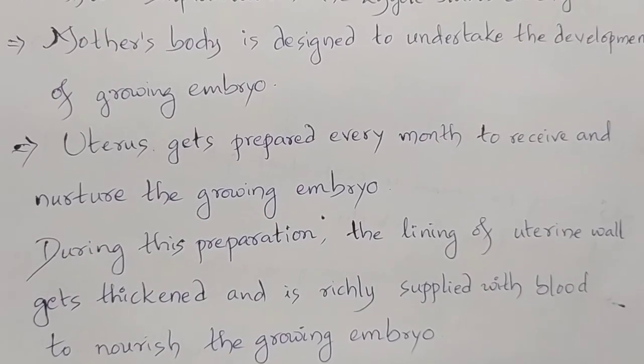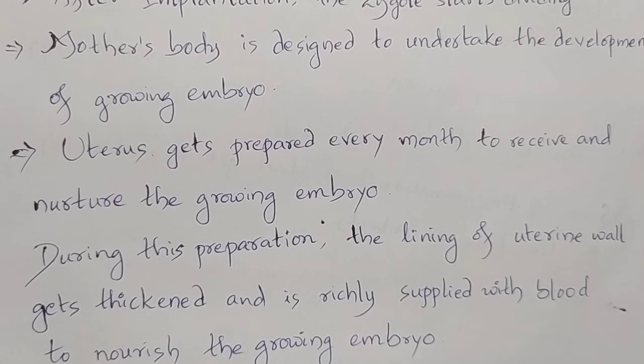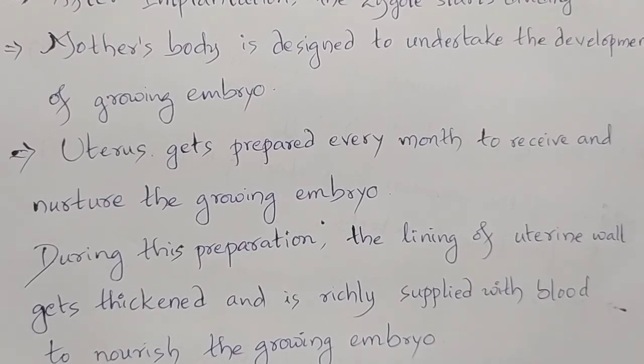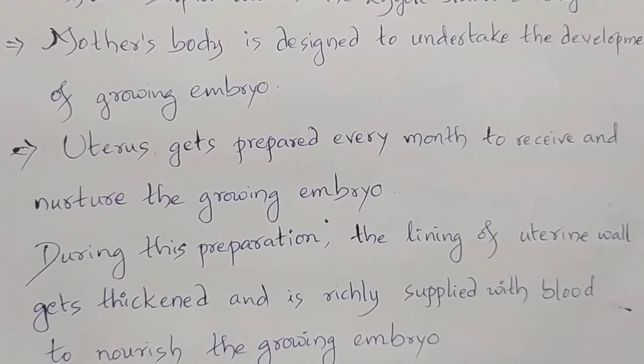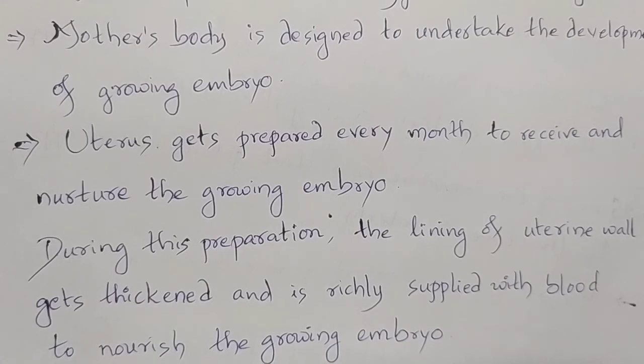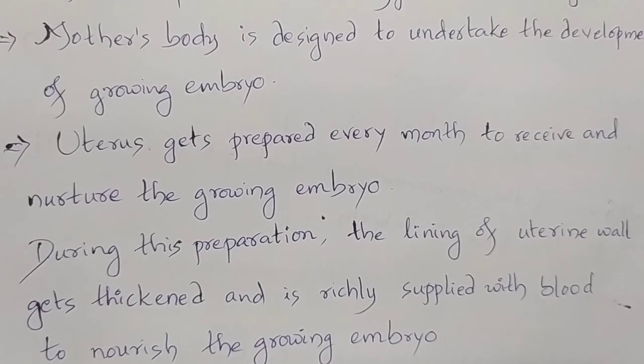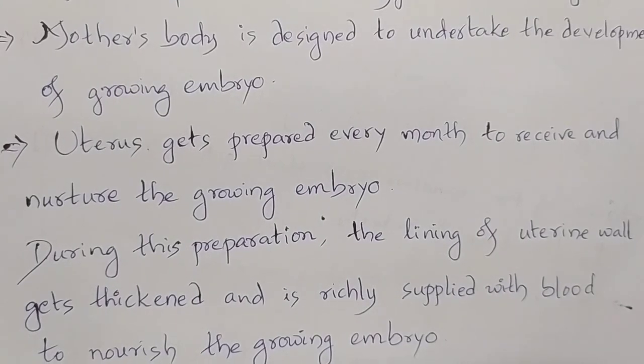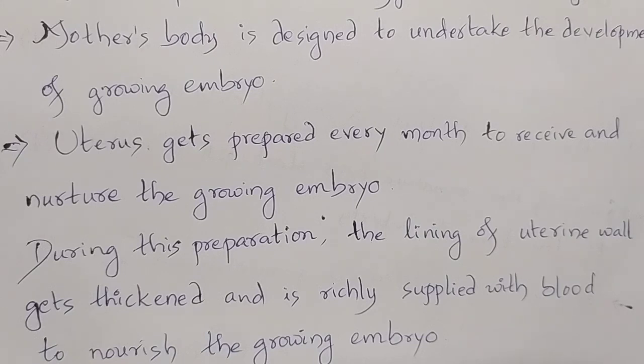What does it mean by preparation of the uterus? The preparation of the uterus means that the lining of the uterine wall gets thickened and is richly supplied with blood to nourish the growing embryo. What does it mean by preparation of the uterine wall? During the preparation, the uterine wall gets thickened and is richly supplied with blood, which contains several nutrients to nourish the growing embryo.